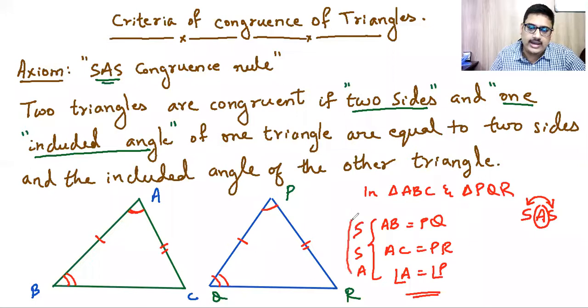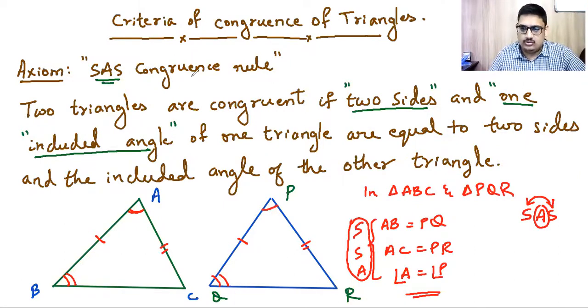So included angle comes into picture. Included angle, the meaning is: two sides and one included angle of one triangle should be equal to two sides and the included angle of the other triangle. Then only SAS criteria will hold good. Okay, is this clear to all of you? Any doubts anywhere? Is this clear?